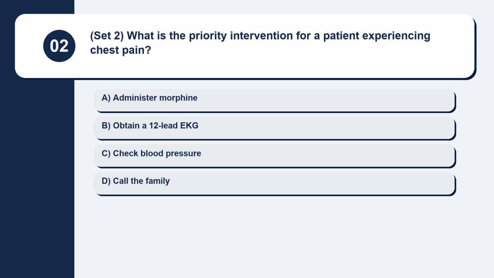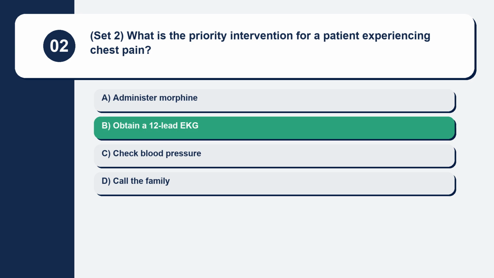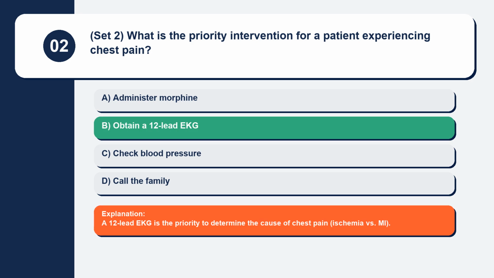Question 2. Set 2. What is the priority intervention for a patient experiencing chest pain? Administer morphine. Obtain a 12-lead EKG. Check blood pressure. Call the family. A 12-lead EKG is the priority to determine the cause of chest pain, ischemia versus MI.